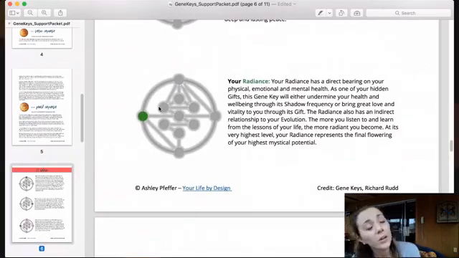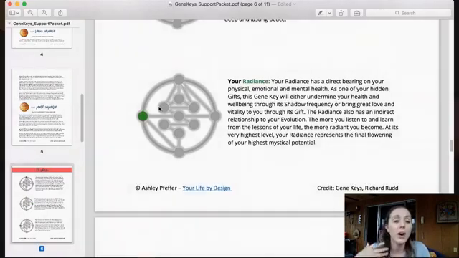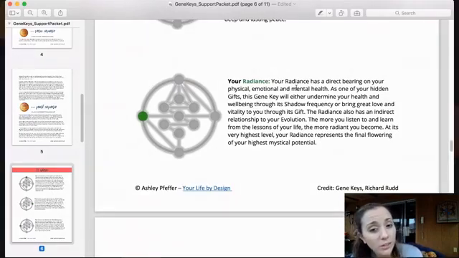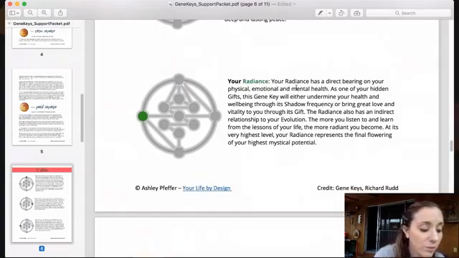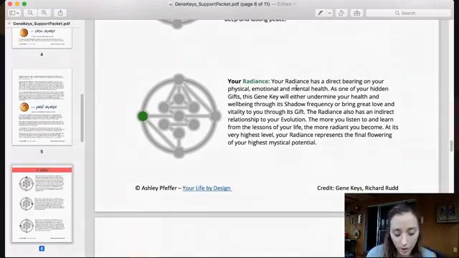Okay, so your radiance. Your radiance has a lot to do with your life force energy and your vitality. It's what people see you radiating as. It's how you thrive in life, and it has to do with your physical, emotional, and mental health. It's one of your hidden gifts. This Gene Key will either undermine your health and well-being through its shadow frequency or bring great love and vitality through your gift. So if you guys are getting sick, or if you're feeling emotional turmoil, mental turmoil, look into your radiance Gene Key, because it is a little nugget of wisdom that says why you are not thriving, why you are sick, why you are in emotional or mental turmoil. So that's an important one to see.